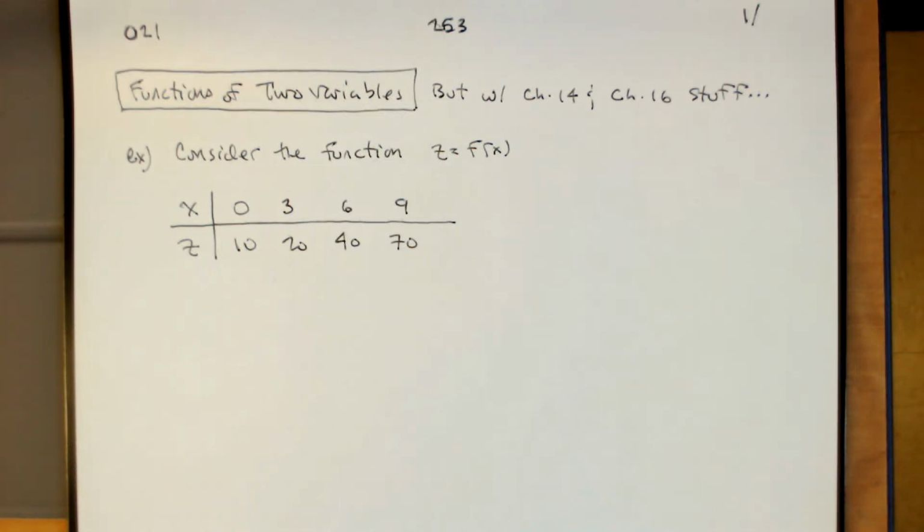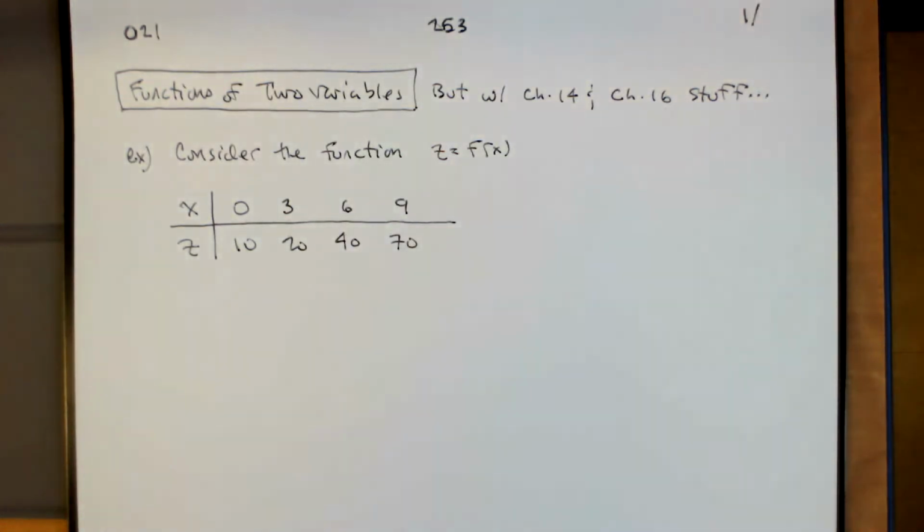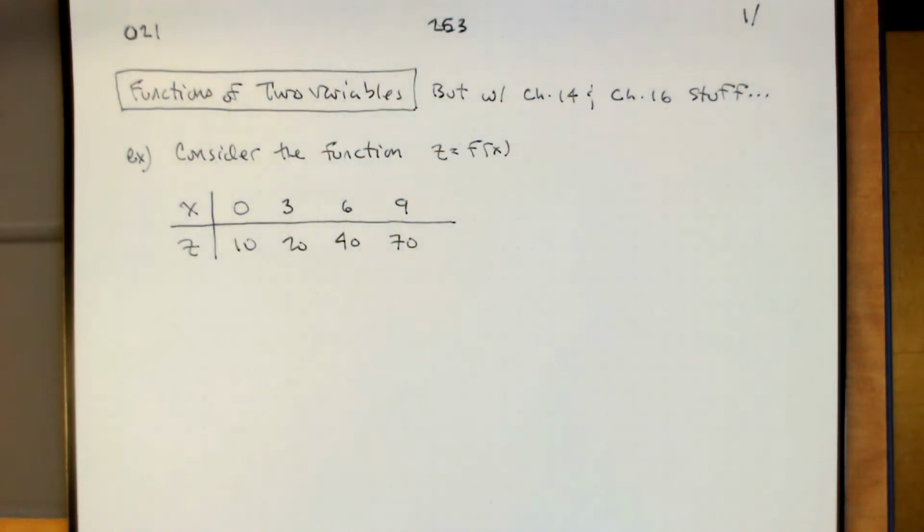So let's start with a function. Let's say z is equal to f(x). And let's suppose that we have this set of values for z. Now, the things that we do when we're doing calculus, first we describe stuff. We talked about that last week. Second, we do derivative stuff, chapter 14. And third, we do integral stuff, chapter 16. Let's see what we did with derivative stuff with this table of values.